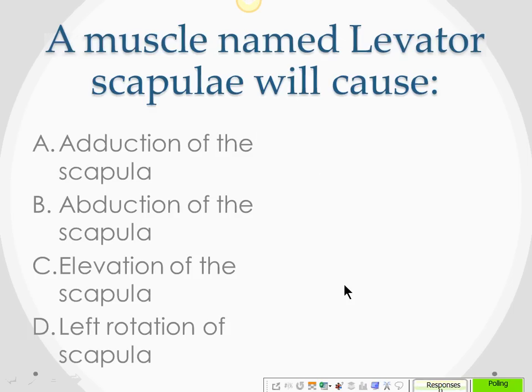So now look at this. Suppose we have a muscle called levator scapulae. What do you think that will do? Levator. What does the word levator mean to you?